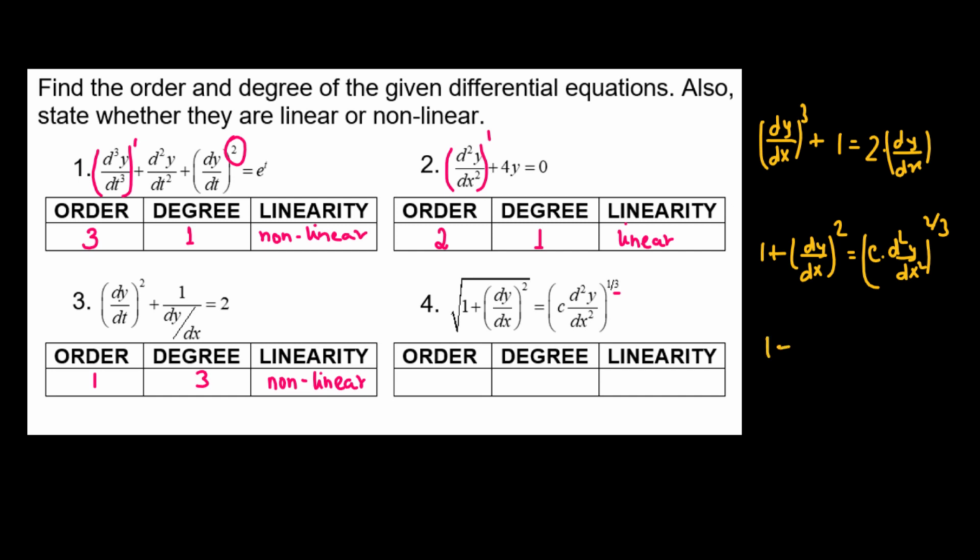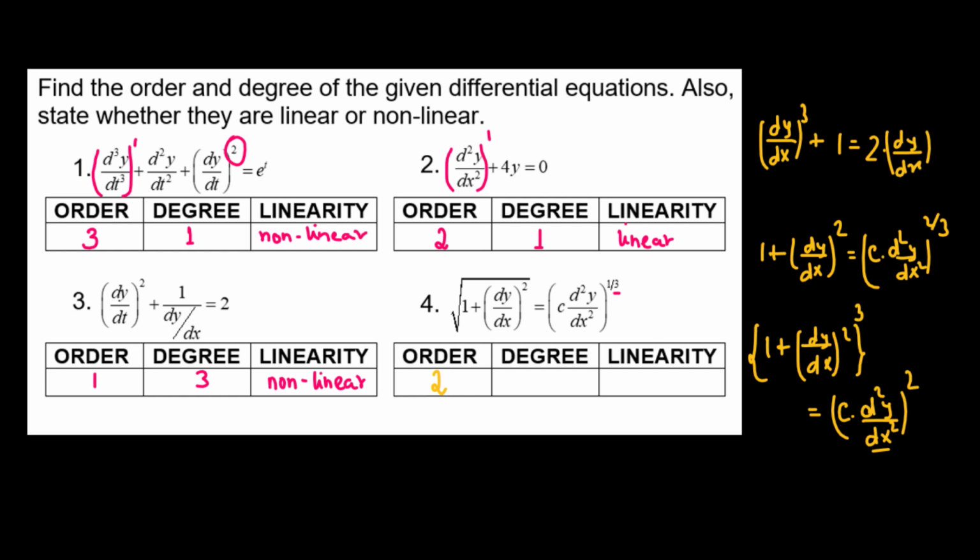Then we need to get rid of the 1/3 on the right hand side. For that we are going to cube both sides, so that will give us 1 plus the derivative of y with respect to x squared, whole raised to the power of 3, equals c times d squared y over dx squared, whole squared. Now when we look at this particular simplified form of the differential equation, we see that the highest differential coefficient present here is d squared y over dx squared, which is the second derivative of y with respect to x, so the order is going to be equal to 2.